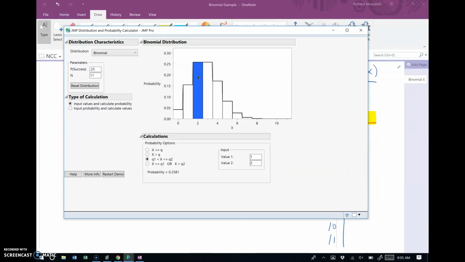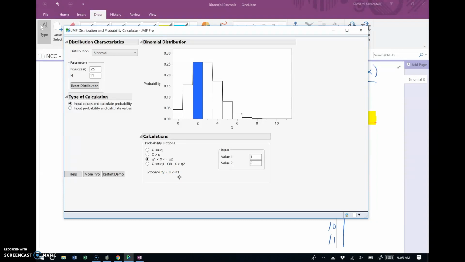Notice what I did. I put a 2 where value 2 is, and I left value 1 alone. The statement says shade between Q1 and Q2, so shade between 1 and 2, but notice it says don't include 1. So the bar for 2 is the only thing shaded, and your probability is listed down here, 0.2581. This is how you can trick this thing into giving you an exact probability.